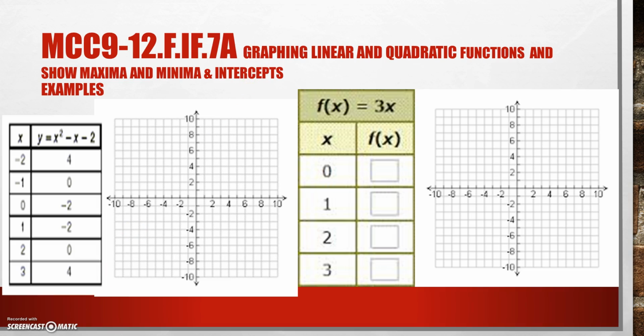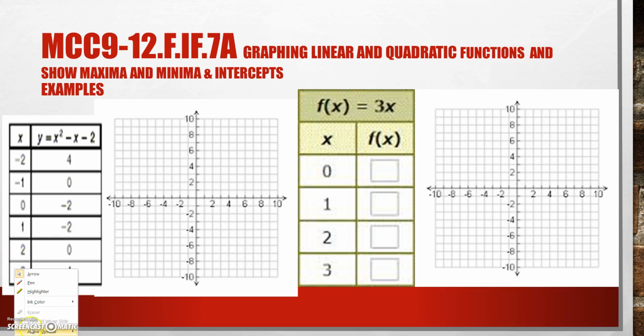So if we have the equation y equals x squared minus x minus 2, all we have to do is get out our calculators and go to the table key and plug this in to the equation. I'll give you guys a second to do that. Okay. Now after you plug that in, you get these numbers: -2, 4, -1, 0, 0, -2, 1, -2, 2, 0, and 3, 4.